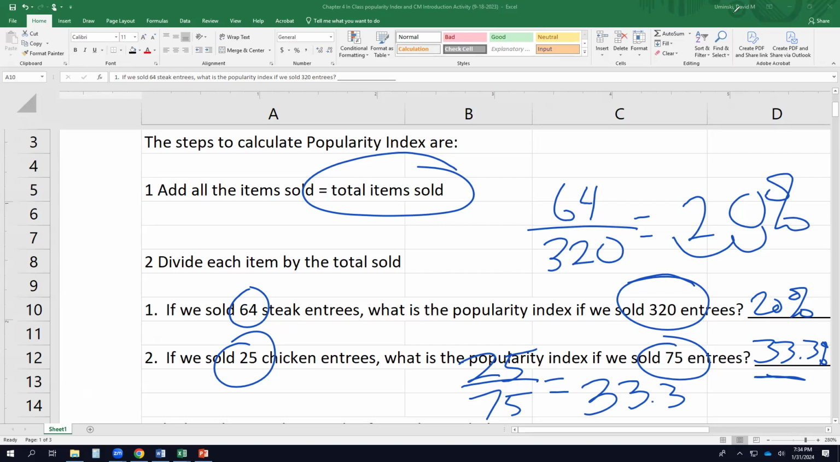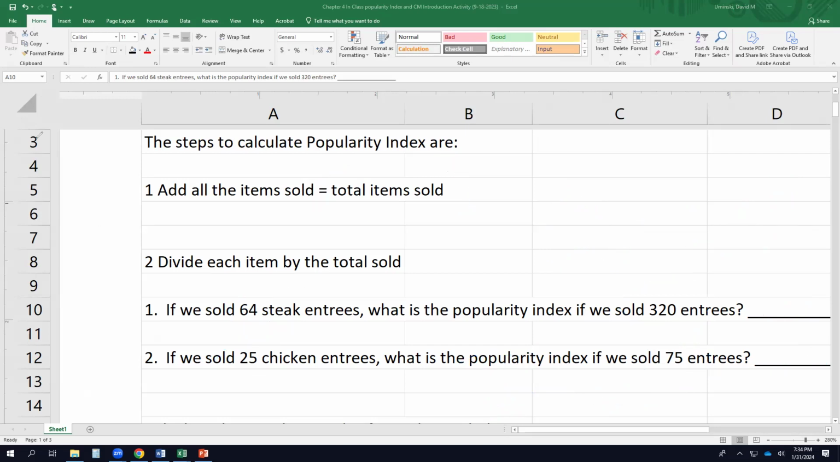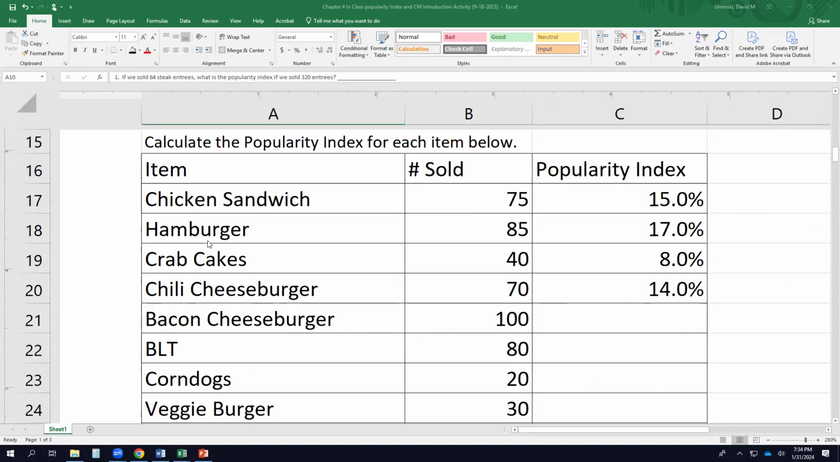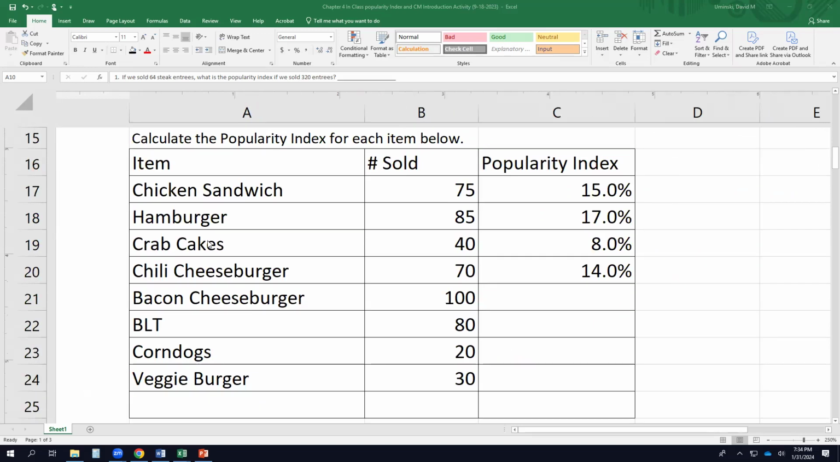Okay. So let's go down a little bit to the first table, the first chart. What is the total of our entrees served? Go ahead and add those all up. Check your neighbor to make sure you both got the same answer.